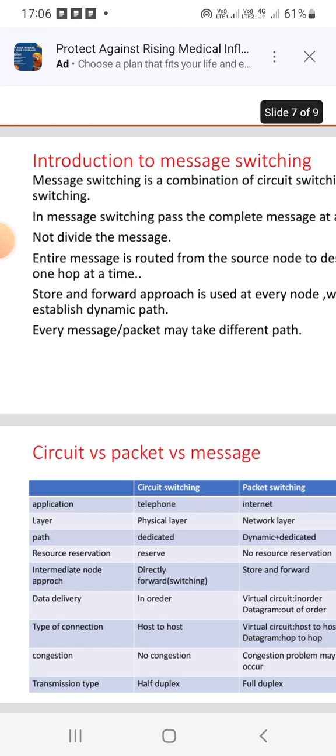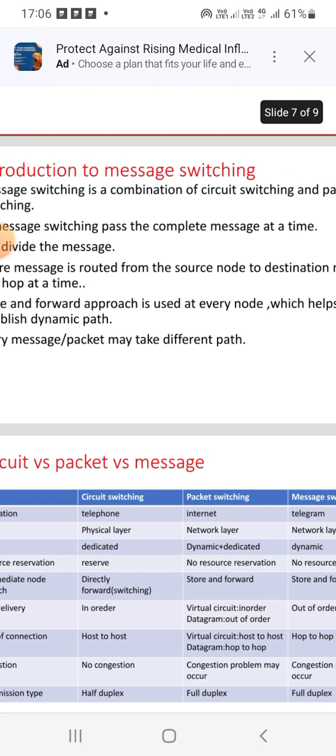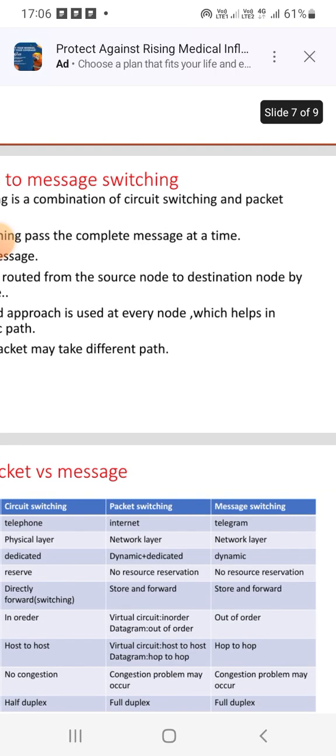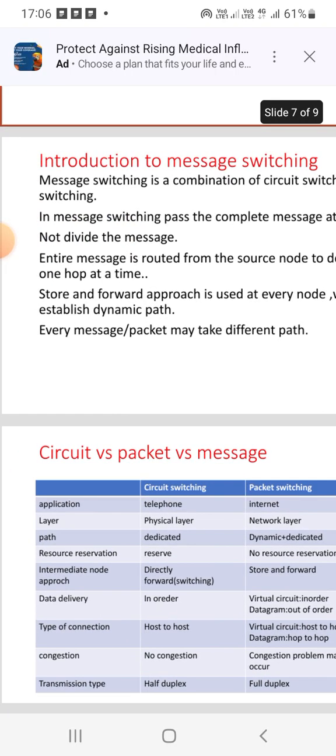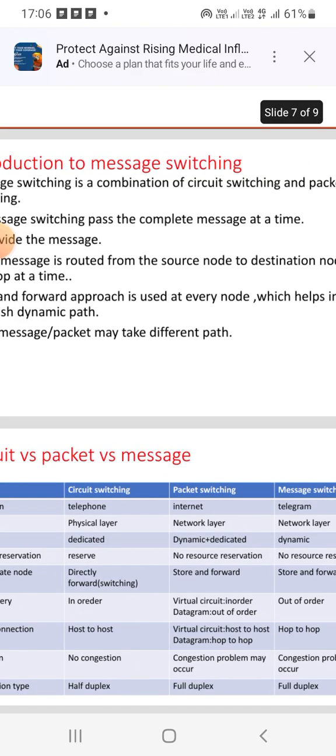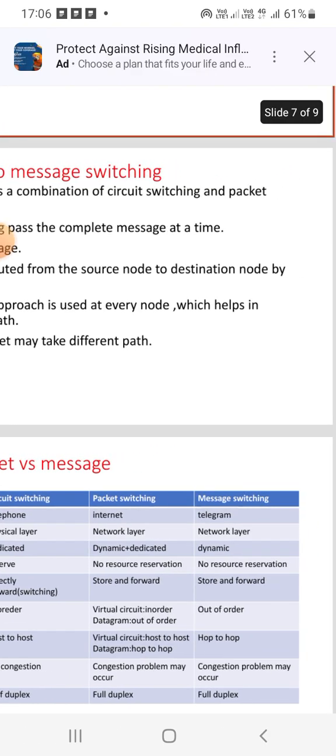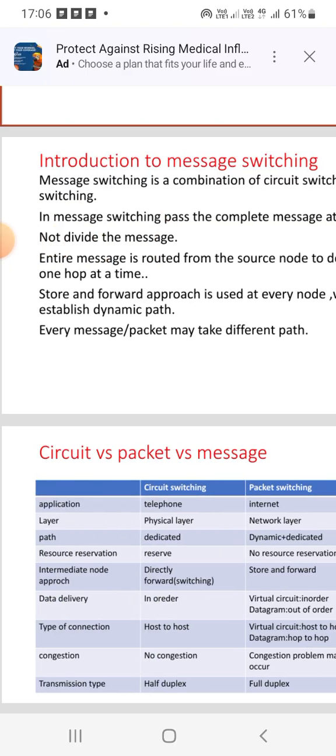Congestion: there is no congestion in circuit switching because all packets are forwarded through the same connection one after another. Congestion problems may occur in packet switching because different packets may choose the same path. Congestion may also occur in message switching. Transmission type: half duplex in circuit switching, full duplex in packet switching, and full duplex in message switching. Okay, thank you.